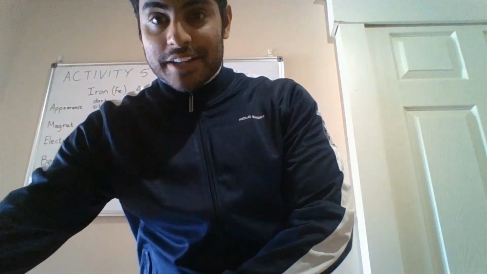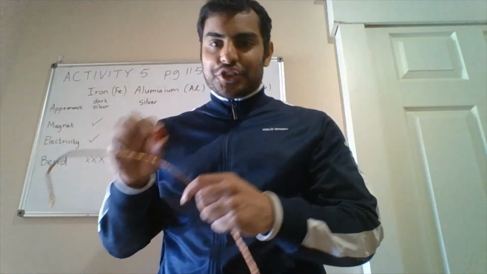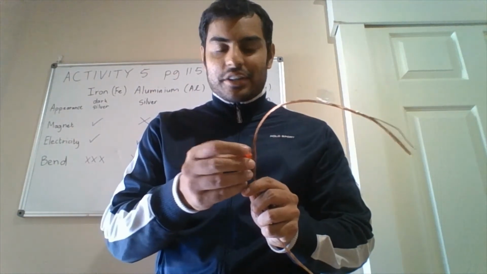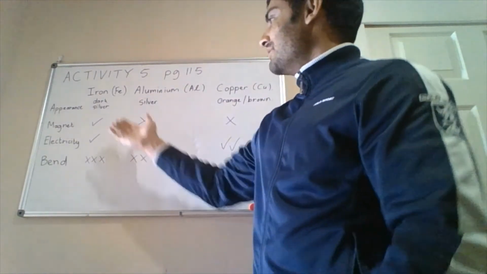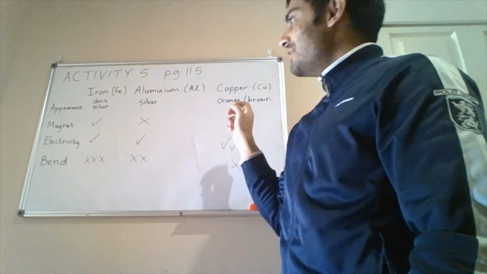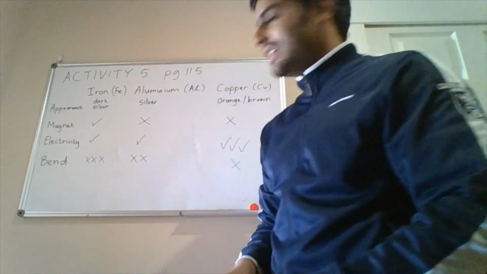Next, we're going to look at magnetism. So if we check, the copper is not magnetic, the aluminium is not magnetic, however, the iron is magnetic. So I've indicated this here with a tick for the iron and 2 crosses for aluminium and copper.